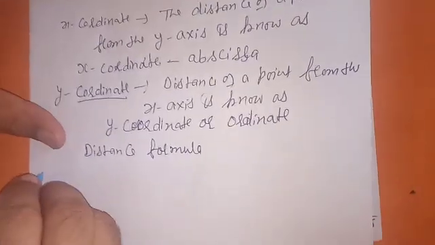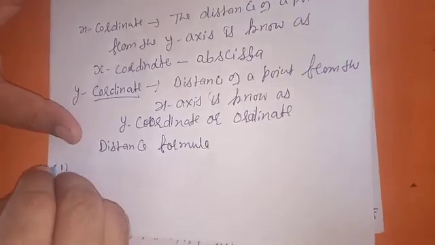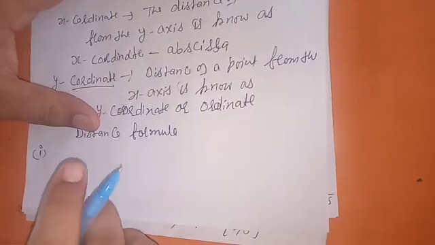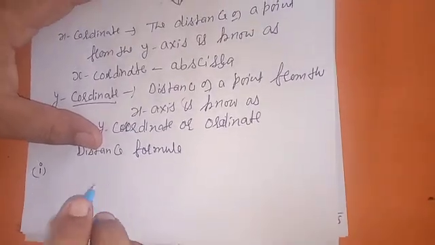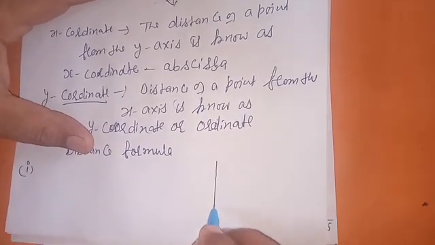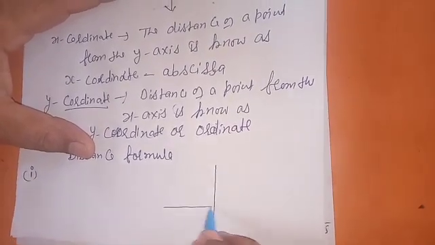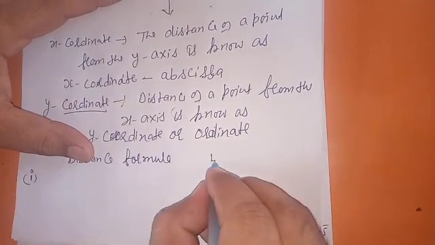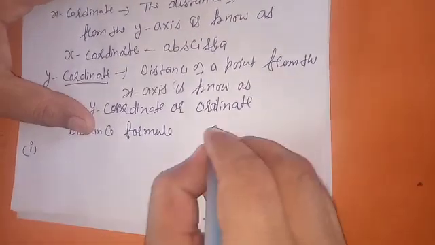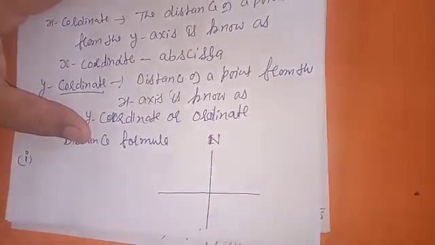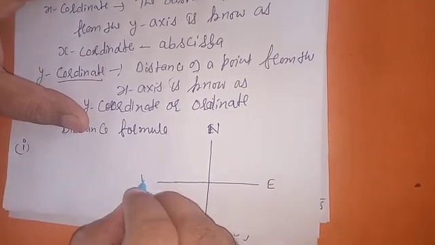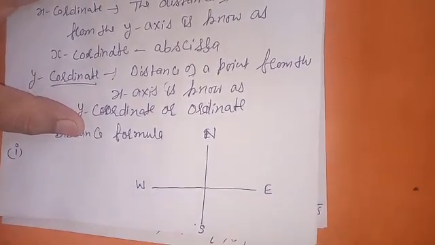So different cases arise, each we will discuss. First is this: there are two towns, town A and town B, located like this. As you know, this is east, this is north, this is south, this is east, and this is west. Understood?